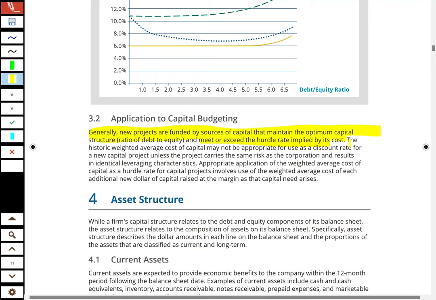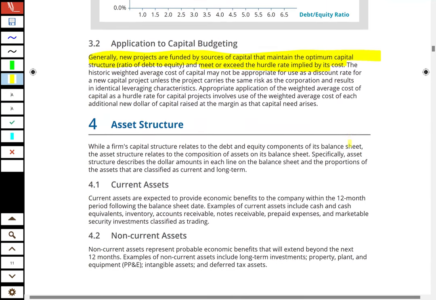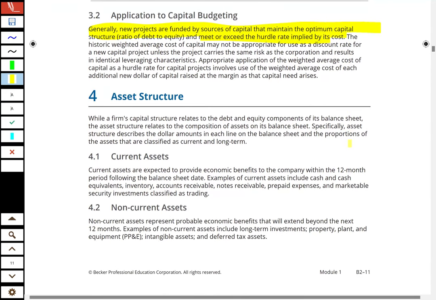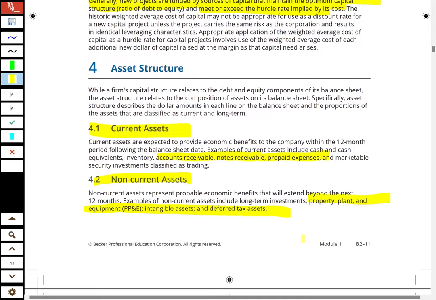Okay, good. Now, coming over and looking at asset structure, we can have current assets. And I think if you made it this far, you know examples of current assets: accounts receivable, notes receivable, prepaid expenses. Non-current things, I think you know, if you've come this far, that's property, plant, and equipment. So I'm not going to belabor that.